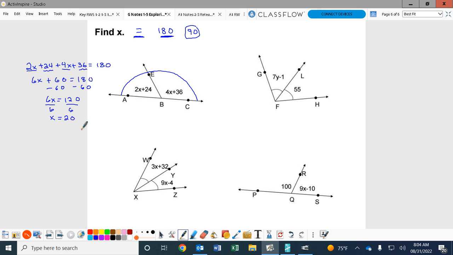Now, does it ask us to plug it back in? No, it just asks us for x, so we don't have to go any further on these questions. It could, but it doesn't. It could ask us for one of the angles. If it does, we'd have to plug it back in.